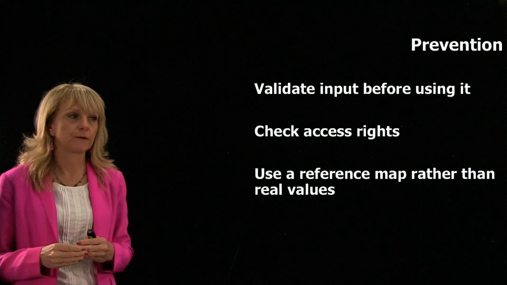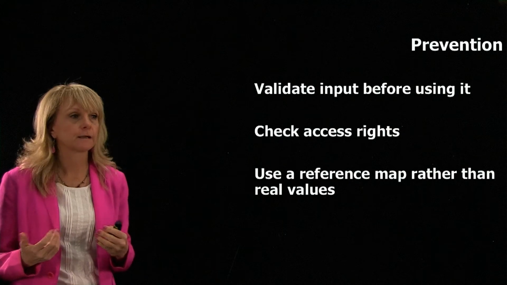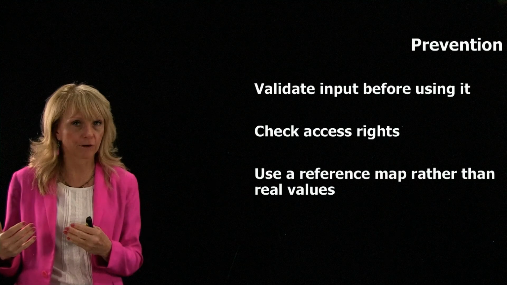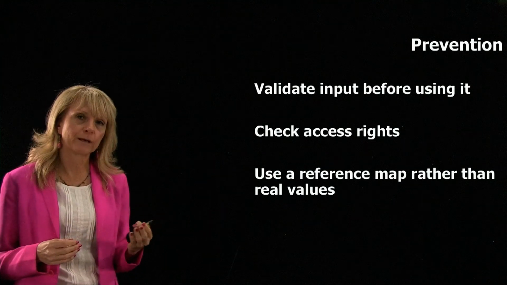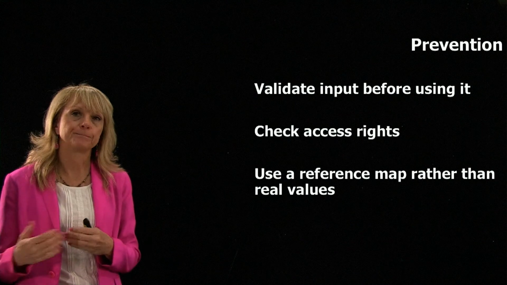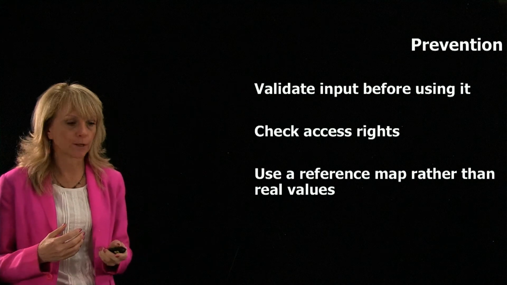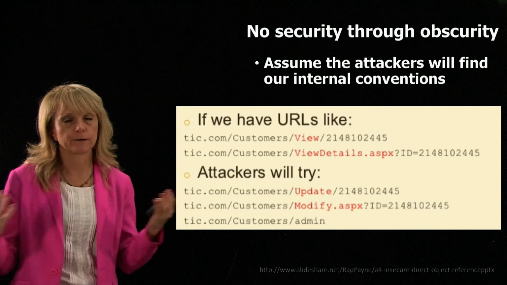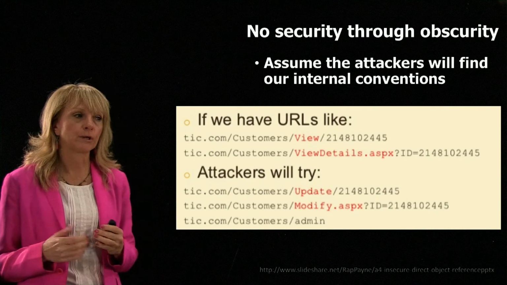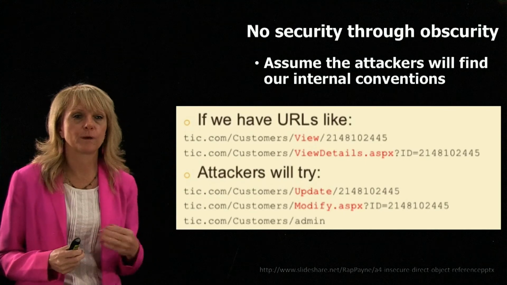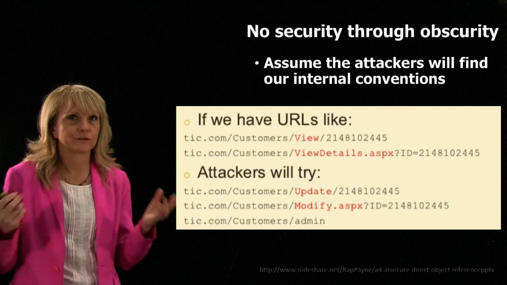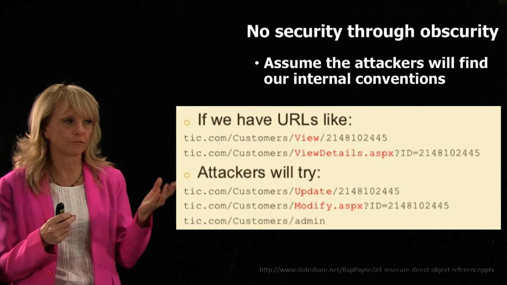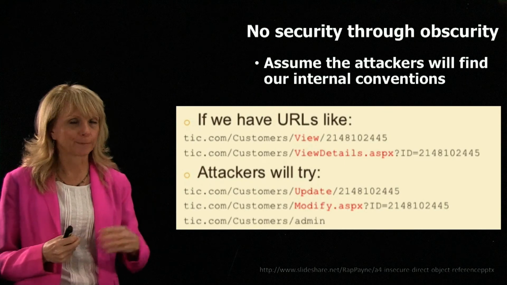So prevention: you want to validate input before using it. You want to make sure that users have access rights for any kind of direct object reference. And then a really important way to protect from this type of attack is to use a reference map. So say in this example where that ID is actually, say, a social security number or whatnot, what you want to do is underneath the covers have in a database, maybe just the number 1, and the number 1 maps to that user ID 214810, and number 2 maps to something else.